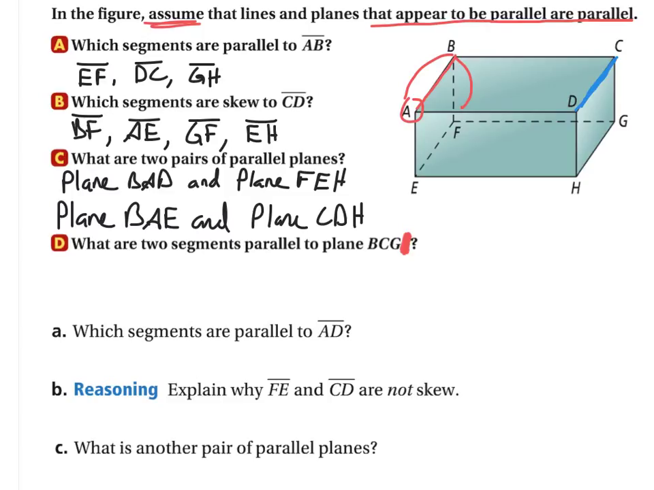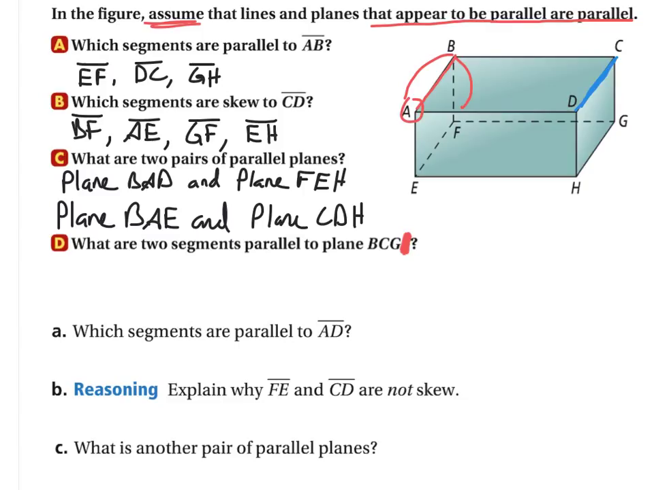We've named the top of the box and the bottom of the box. We've named the left and right sides of the box. We still have the front and back. So you can name plane ADH and plane BCG as also parallel planes. All right. What two segments are parallel to plane BCG?